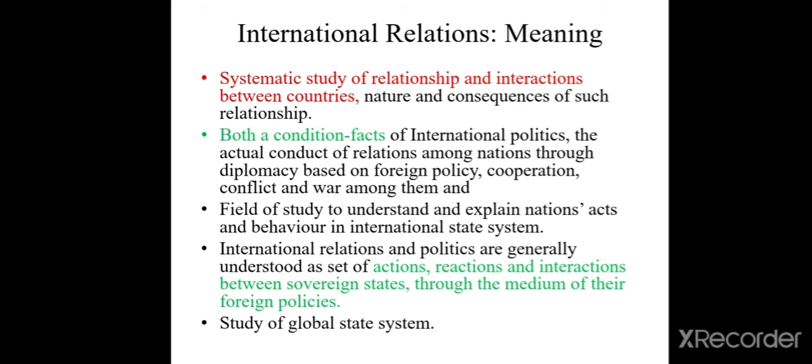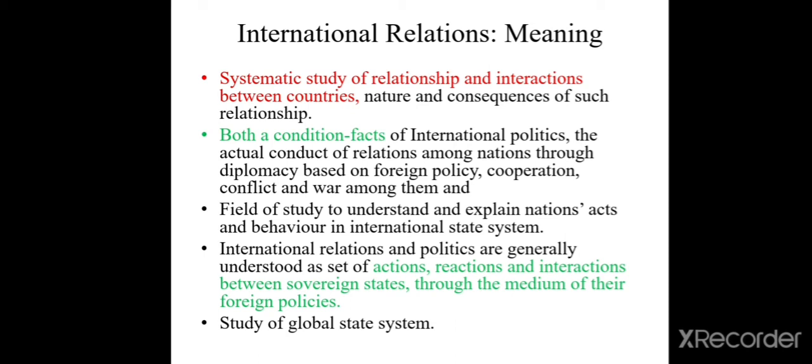So having seen all those things in the previous slides, what actually is international relations? International relations is the systematic study of the relationships and interactions between countries, their nature, and the consequences of such relationships. It can be studied as a condition, as facts of international politics: the actual conduct of relations among nations through diplomacy based on foreign policy, cooperation, conflict, and war among them. And as a field of study, it seeks to understand and explain nations' acts and behaviors in the international state system.